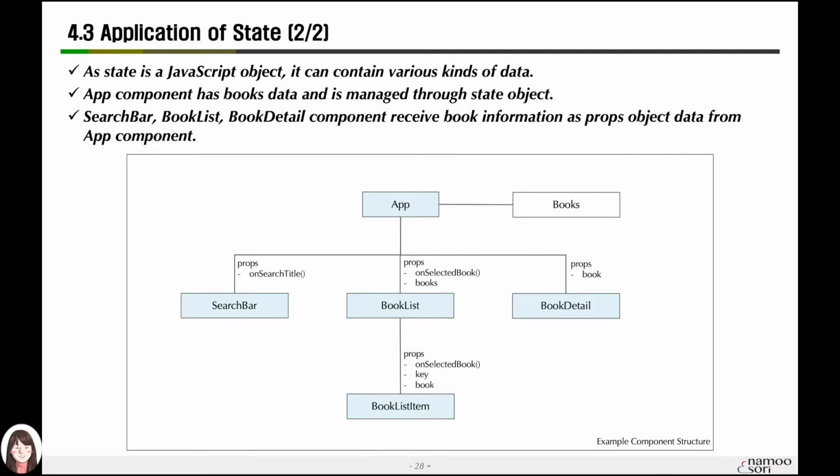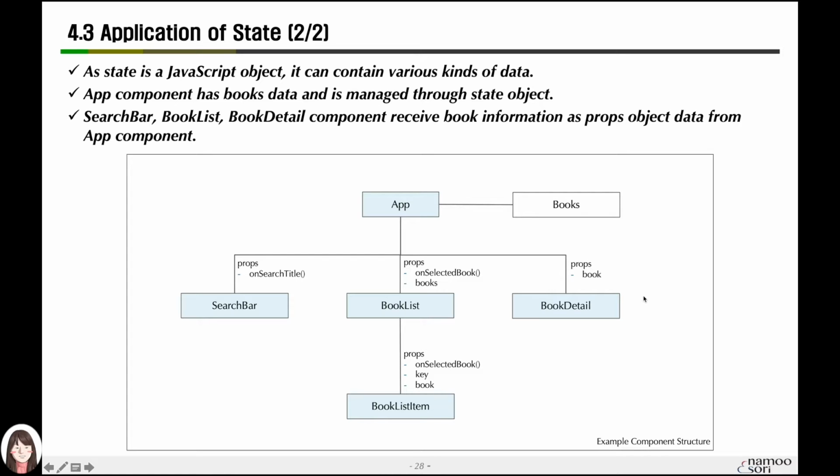If you look at the structure diagram, it is as follows. First, the information about the books will use the same static data as we did in props. Only the app component as a whole will have access to this static data, and it will pass information about all books to the book list, and the book list will deliver information about the books one by one to create the book list items. And we will add a search bar and also a book detail.